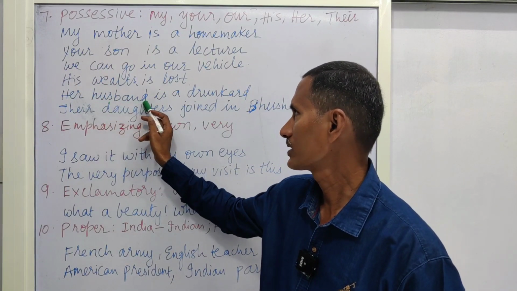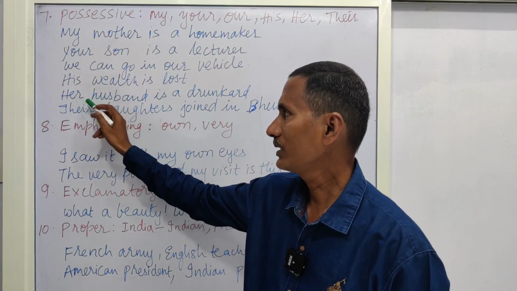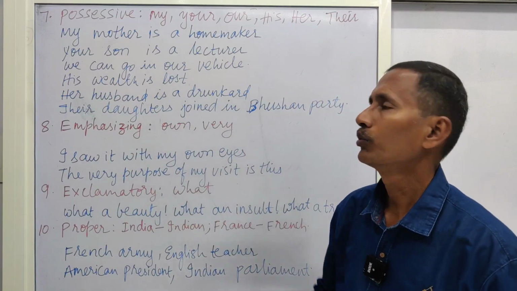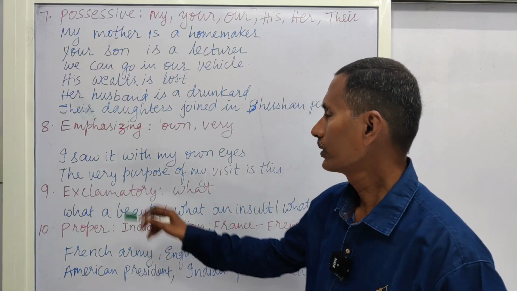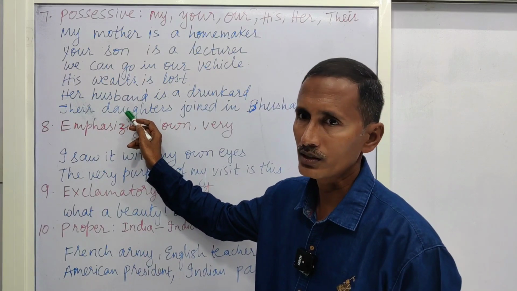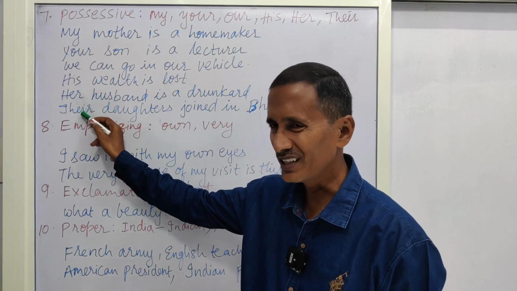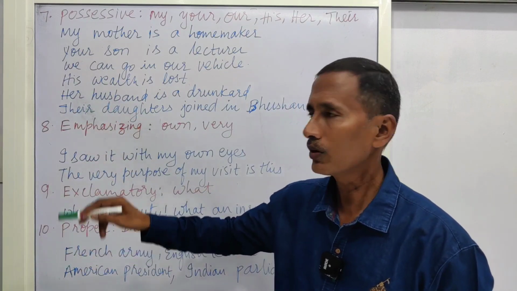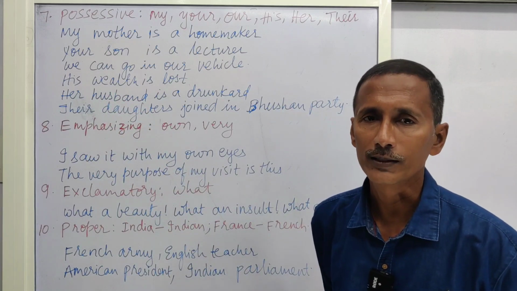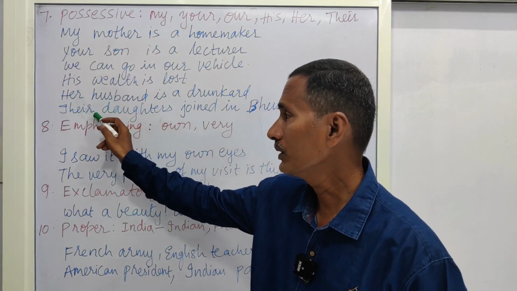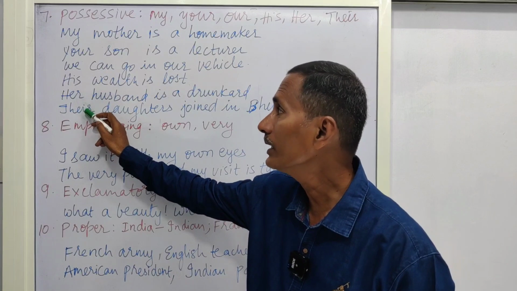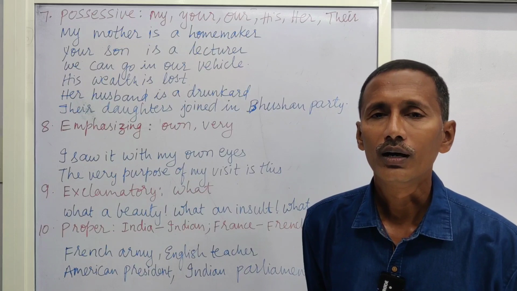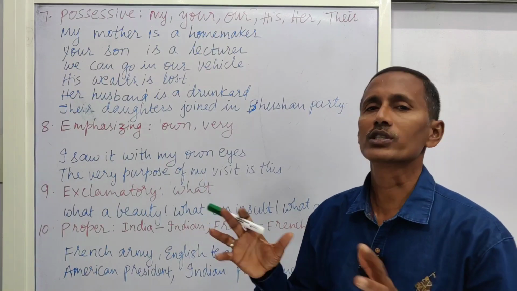In the same manner, "her husband is a drunkard." Husband, this word is qualified with the word "her." "Their daughters joined Bhushan's party or YSR party." So here, "daughters," this noun is qualified with the word "their," which indicates possession. Whose daughters? Their daughters or his daughters, we can say. So whatsoever may be the word used before these nouns, they are used in the sense of possessive adjectives because they indicate possession.